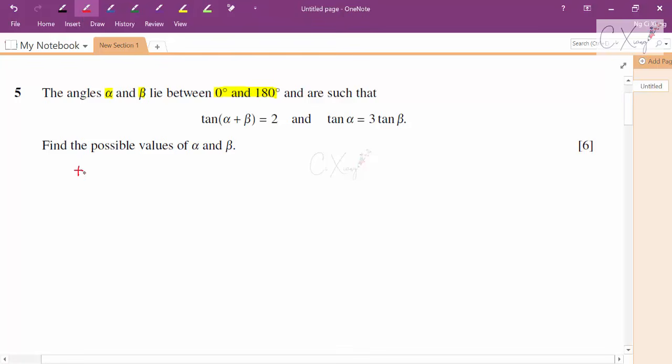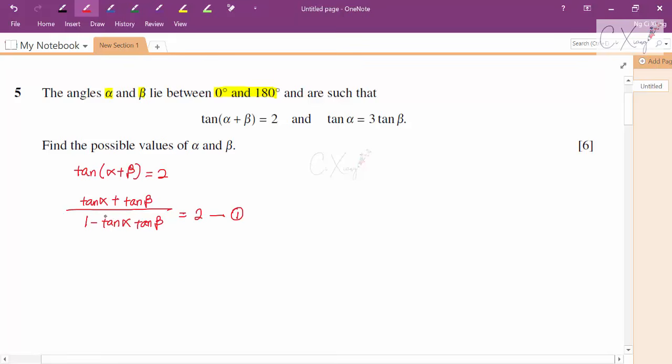All right, so we will start from the first equation. So we are having tangent of alpha plus beta equals to 2. And this is a double angle, right? So I'm going to apply the double angle formula. Oh, sorry, not to say the double angle, it should be a compound angle formula, okay, to expand this part. All right, so when I apply the compound angle formula, it will be equal to tangent alpha plus tangent beta divided by 1 minus tangent alpha and tangent beta, which is equal to 2.